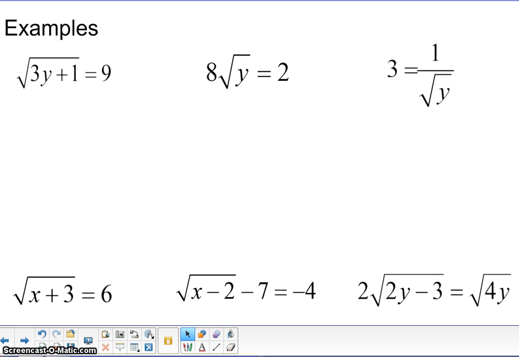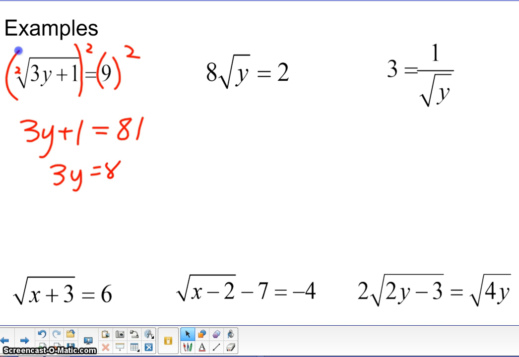The first one, there is no radical that needs to be isolated. So it's already done for you. So we're going to go right to the second step by squaring both sides because this is a square root. That's why we're squaring both sides. And when you square a square root, what ends up is what's left over. And 9 squared is 81. So we continue on getting 3y equals 80, and y is going to equal 80 over 3, and nothing else we can do with that.